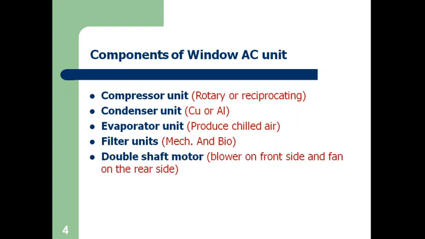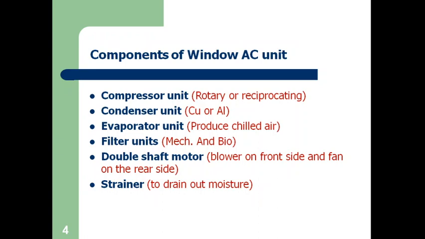Next one is the double shaft motor. Basically, window air conditioning is very efficient because it contains only a single motor unit, and both the condenser fan and the cooler blower are driven by a single shaft motor. That is why it is more efficient than the split AC. The double shaft motor has the blower on the front side and the fan on the rear side, meaning the fan on the condenser side.